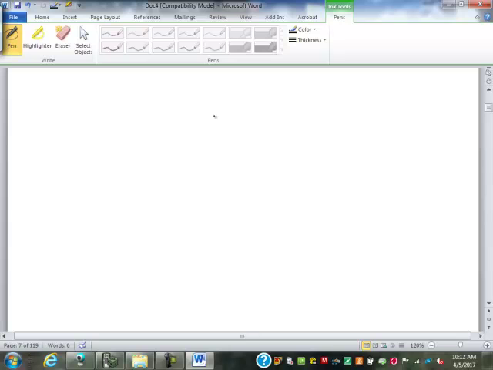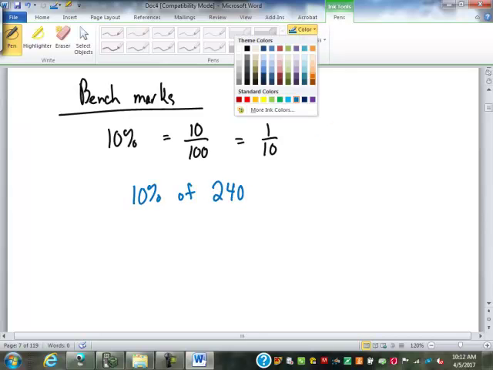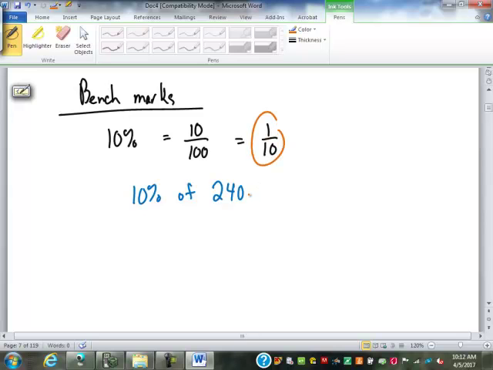Now, something I want to talk about briefly here is benchmarks. Benchmarks work with percents that are pretty easy to deal with. For example, 10%. 10% is 10 out of 100, which reduces to 1/10. To find 1/10 of something, you would just move the decimal point. For example, if I wanted to find 10% of 240, that's 1/10 of 240. I just move the decimal point over one spot. That'd be 24.